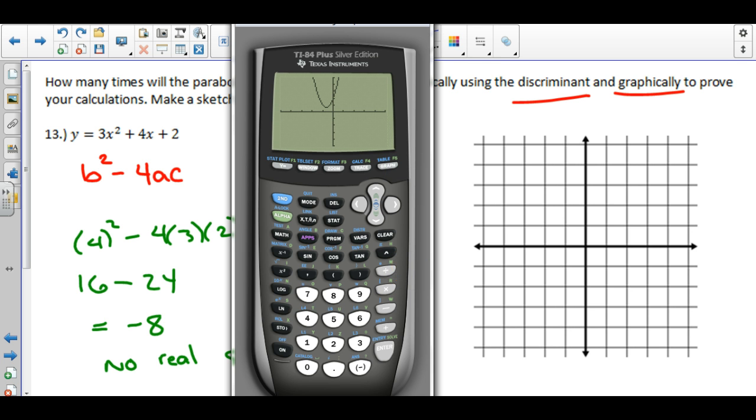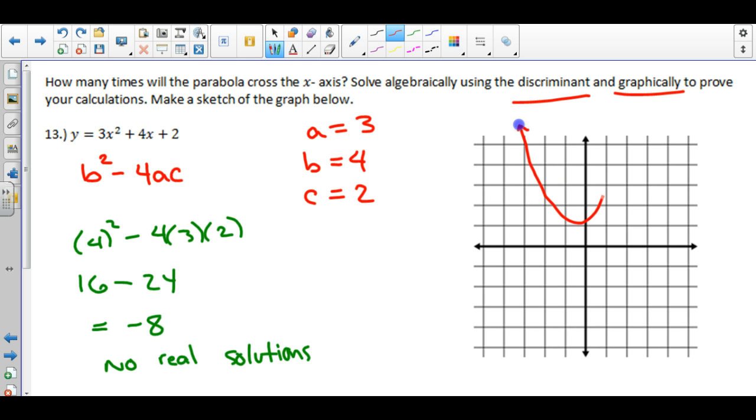So just make a little sketch of what this looks like on your graph, which was something like this. And again, it does not have to be perfect. The idea is that you see that it does not cross the x-axis, which means that it has no zeros, technically, no real roots.